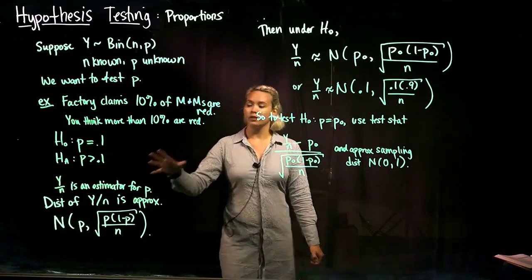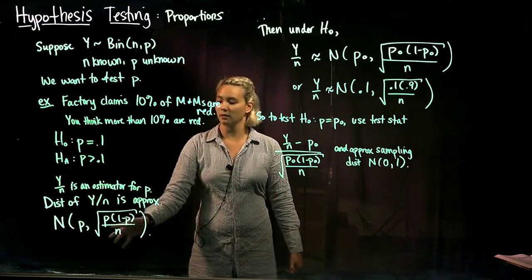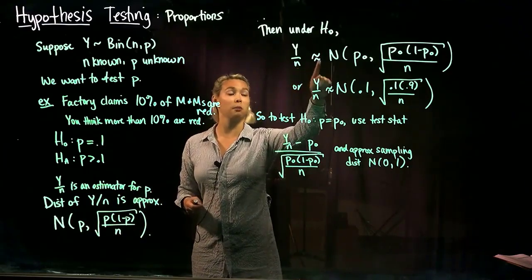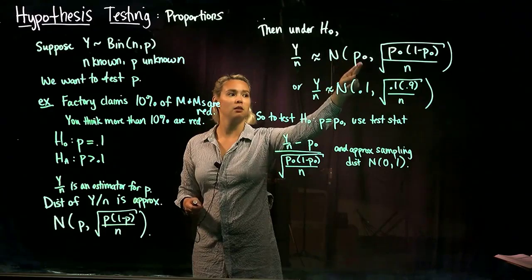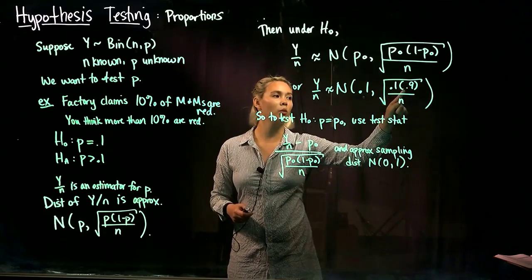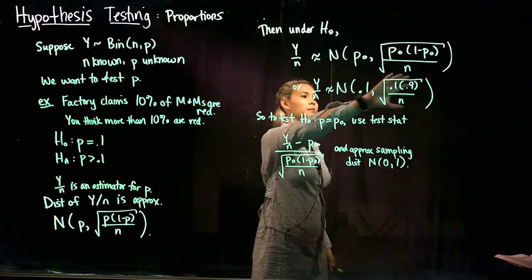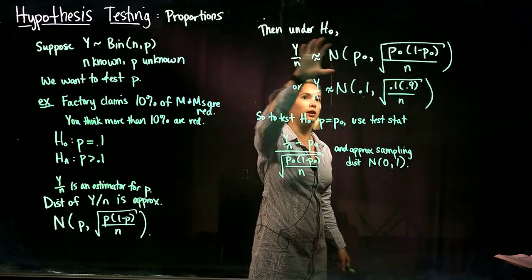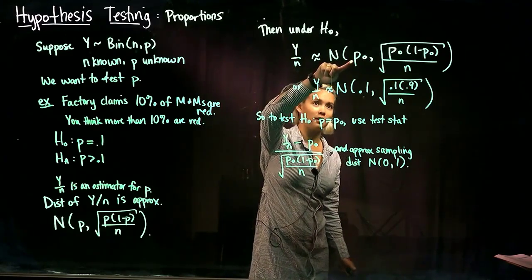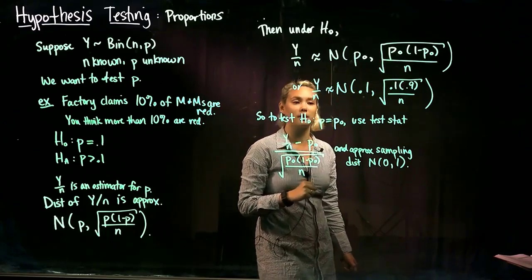So under the null hypothesis, under the claim that p equals 0.1, we can rewrite this and substitute out the p's with 0.1. So then our sample proportion is going to be approximately normally distributed with mean 0.1 and then standard error square root of 0.1 times 1 minus 0.1 divided by the sample size n. So here it is for our M&M example, and then up here it's more generally written. So the sample proportion is approximately normally distributed with mean given by the null hypothesis, and then the standard error is also given by the null hypothesis.